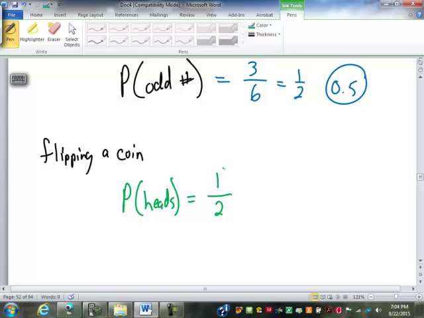Now again, there have been a lot of studies done that have shown that it's actually slightly more likely, with pennies at least, to get heads than tails. If you flip it 1,000 times, you're coming up with like 520 heads and 480 tails. But again, we're assuming that it's equally likely to get heads as it is tails.